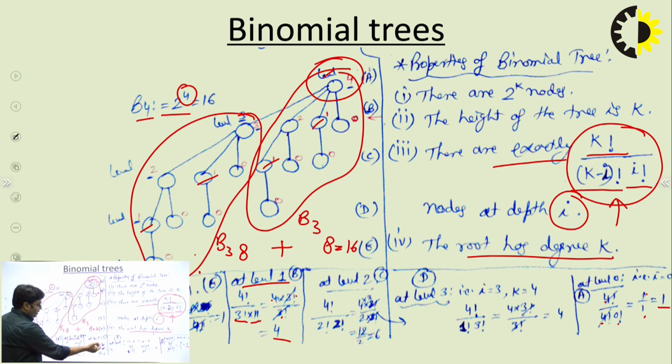If we are talking about level 2, so 4 factorial divided by 2 factorial into 2 factorial, by which we are having a total of 6 nodes. So 6 nodes we are having at level 2.